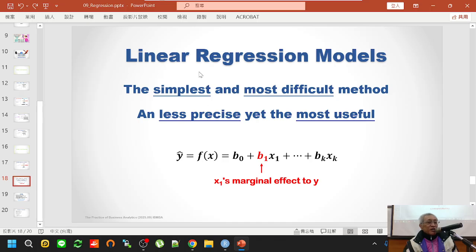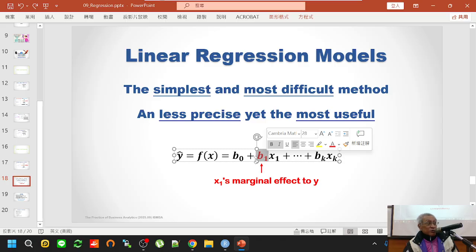You still need to use the linear regression model to evaluate and validate the relationship between X and Y, and also to estimate the marginal effect. Okay, so it's less precise, but it's most useful, because it's the only model that can estimate the marginal effect. Okay, but estimating the coefficient correctly is not an easy thing to do, right?